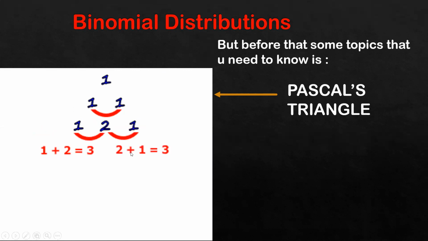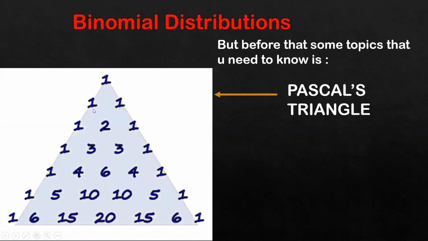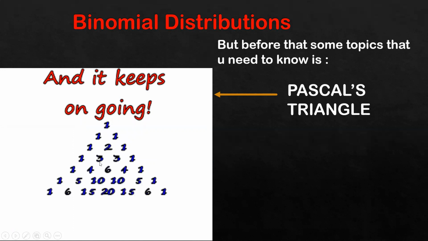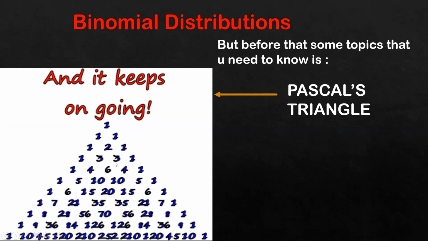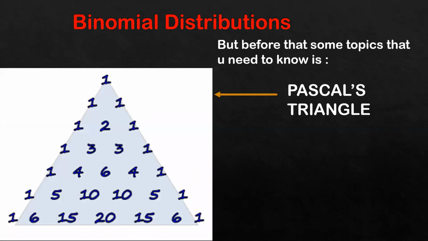So just have a look at what is going on in the video. So 1 plus 2 gives you 3. 2 plus 1 will have 3. So 1, 1, 2. 1 plus 2, 3. 2 plus 1, 3. And it keeps going on. As you can see, the triangle goes on increasing.